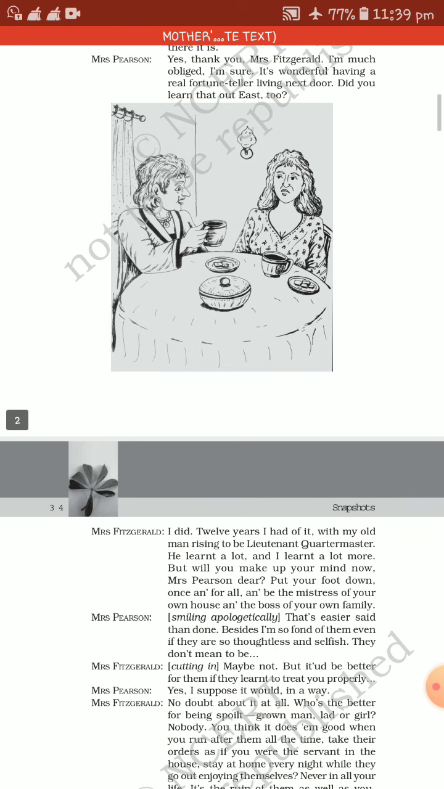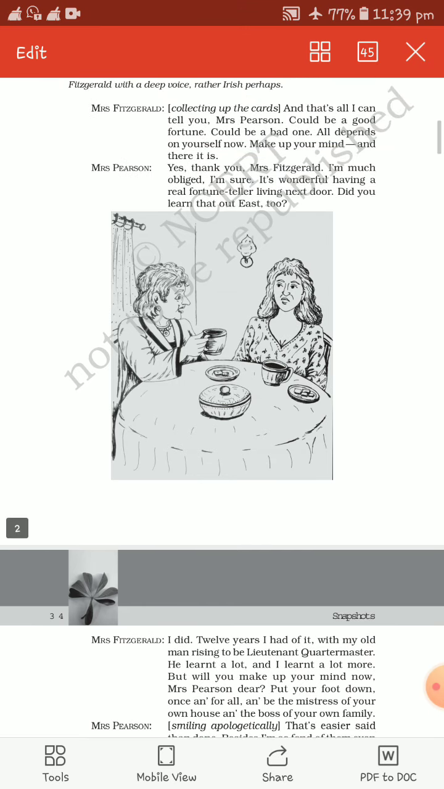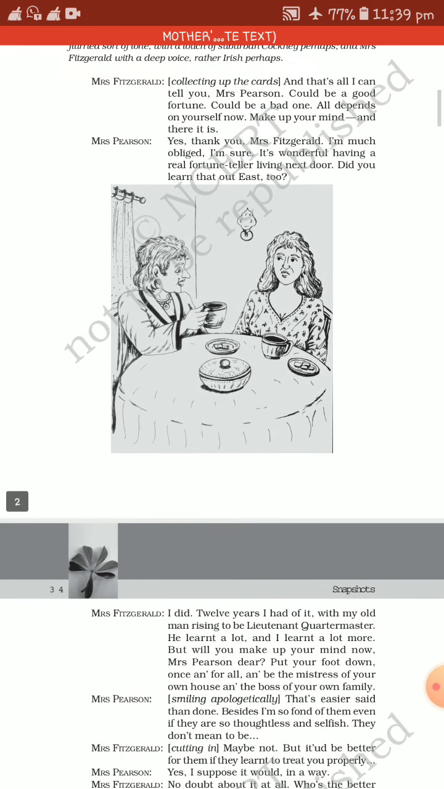Yes, thank you, Mrs. Fitzgerald. I am much obliged. I am very much grateful to you. I am sure it's wonderful having a real fortune teller living next door. Did you learn that out east too?